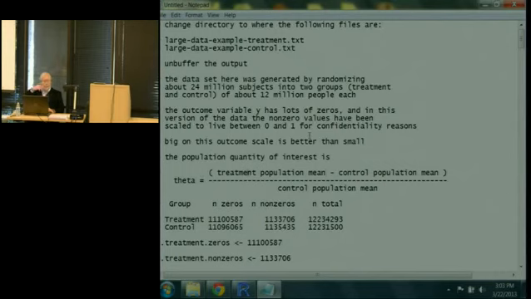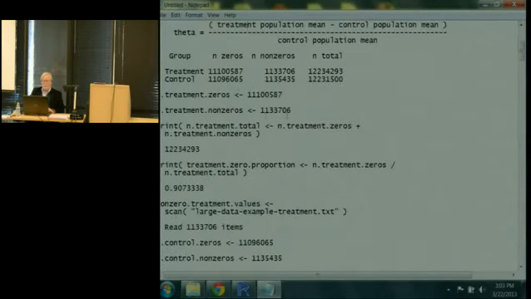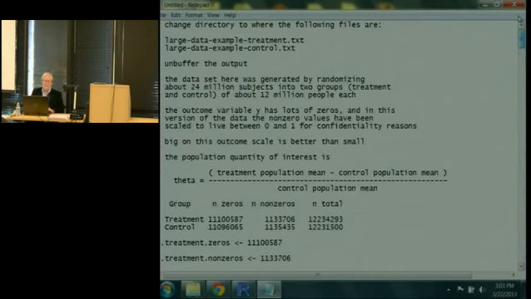Most of the data is zeros, so we have about 90% zeros and 10% non-zeros, but that still gives about 1.1 million non-zero observations in each group. So I go ahead and assign some variables called things like number of treatment zeros and number of treatment non-zeros, make sure that I have a total, and look to see what proportion of the treatment numbers are zero. It's about 90.7%, and I bring the data in, so let's do some of that right away.